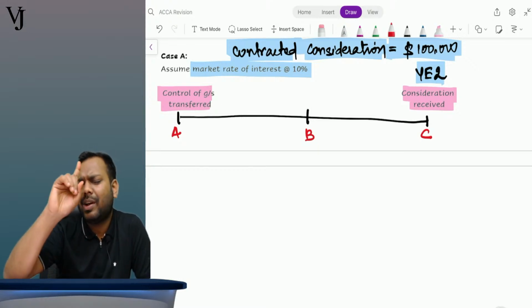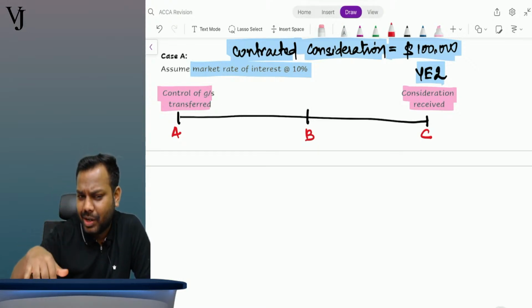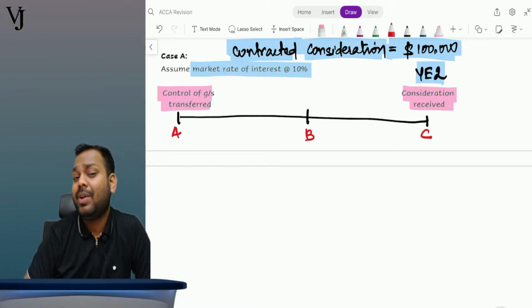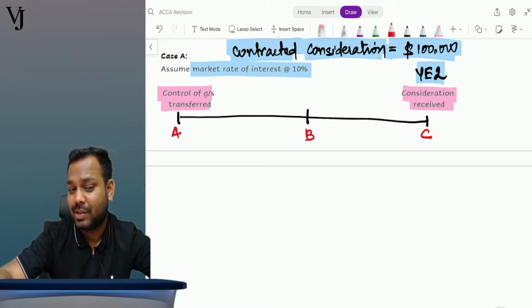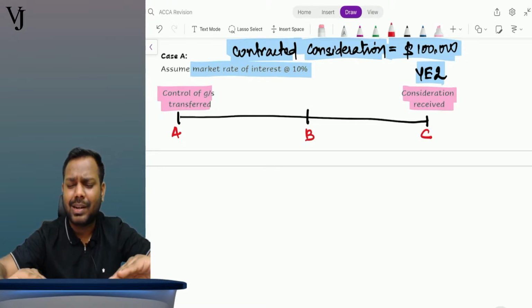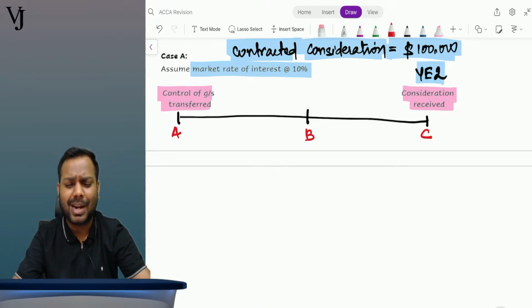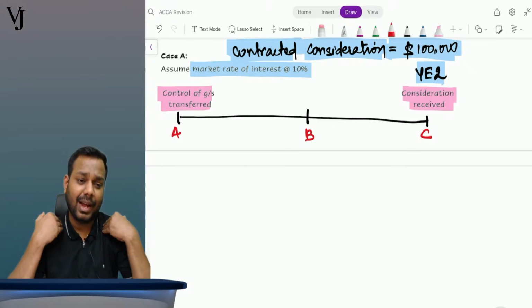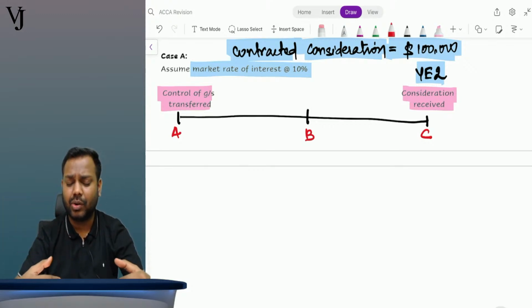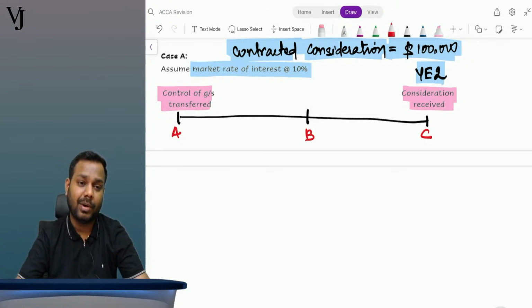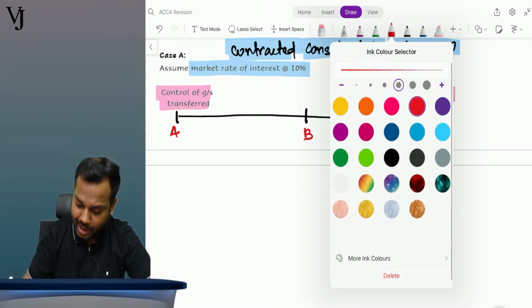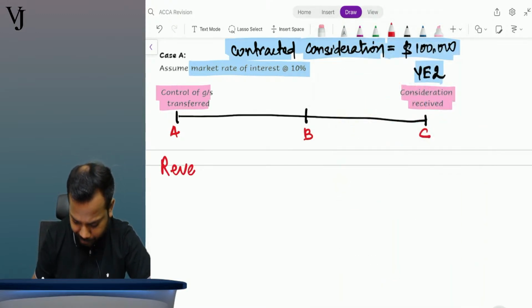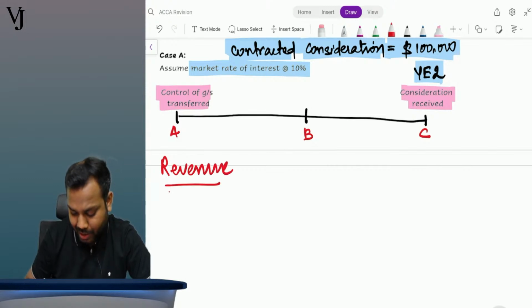And the very first moment when I was discussing revenue today, I told what? When will I recognize revenue? When I have transferred the goods. Consideration received or not doesn't matter to me. If I have transferred the goods, I am eligible to recognize the revenue for that. So definitely I will recognize revenue here.